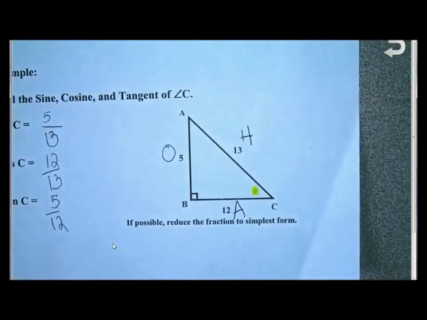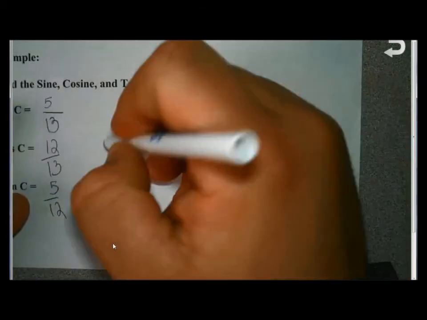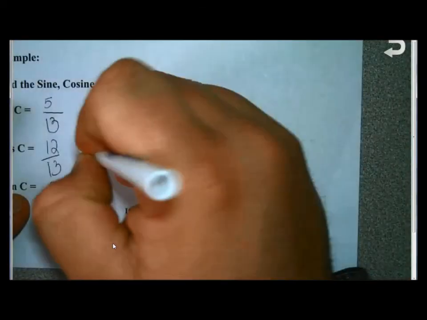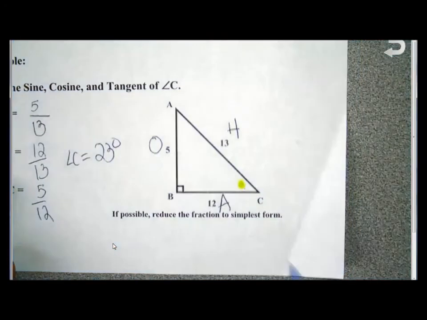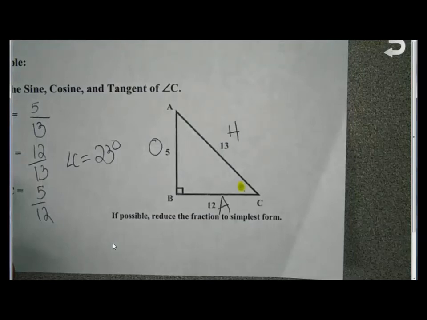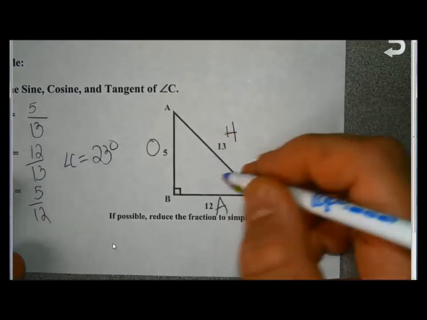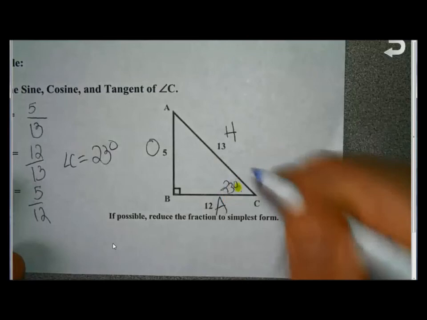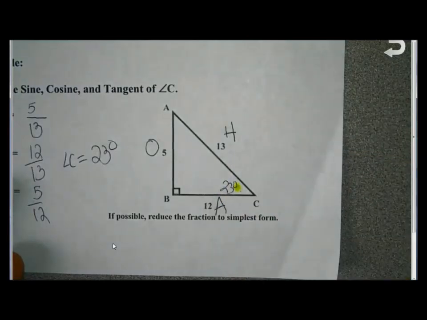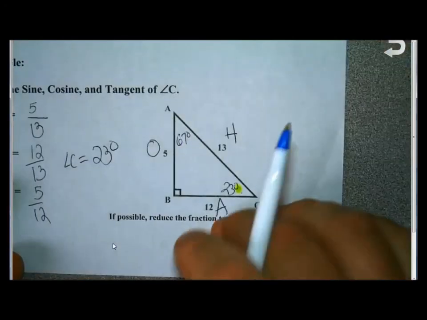Okay, so how many degrees is angle C? 23 degrees, right? Angle C is 23 degrees. So now we know angle A is how many degrees? How do we know that? How many degrees are in a triangle? 180. Right, so if this is 23, how much is angle A? 67. We will pick this back up tomorrow.